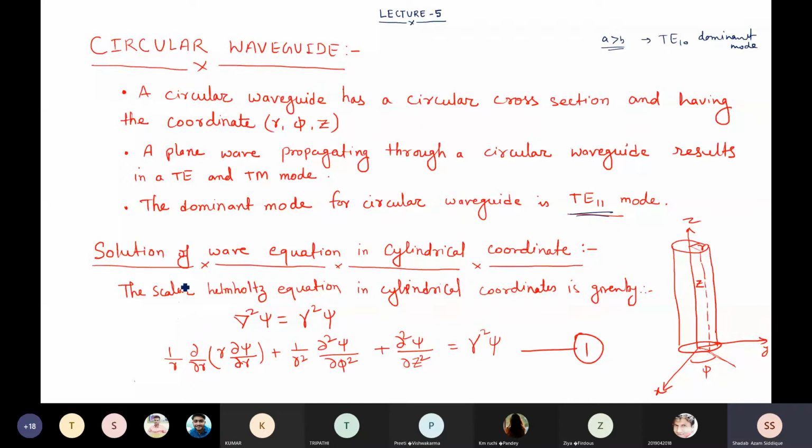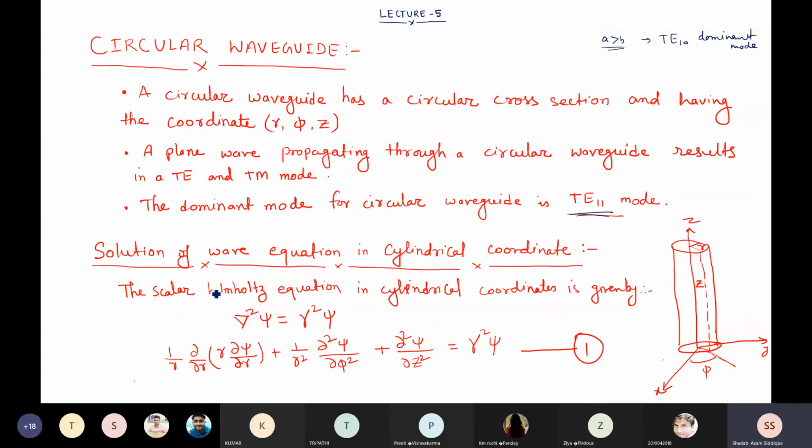Now we will look at the solution of the wave equation in cylindrical coordinates, like we went through the solution in rectangular coordinates. We have a cylindrical coordinate system with r, the radius of the cross section, z, the height of the cylinder, and phi, the angle made when we cut along the z axis. For reference, we also show the rectangular coordinate system x, y, z.